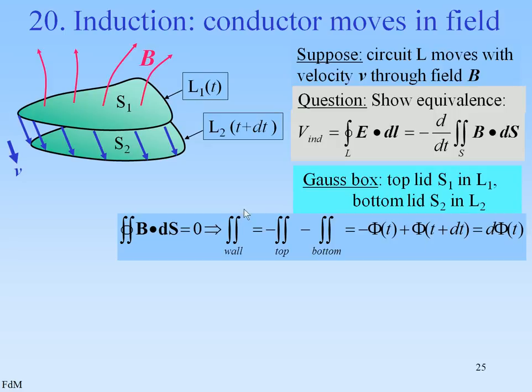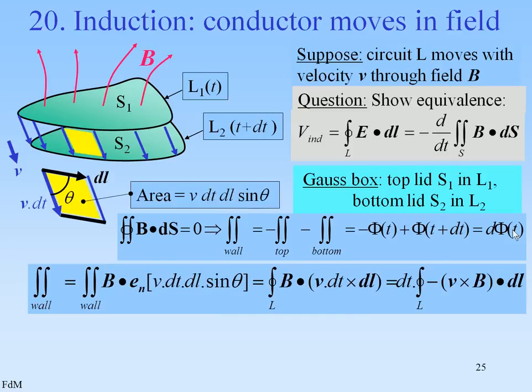So what's going in the wall is going out through the surfaces. Now let's take a surface element here with an area v dt, because this is the distance between S1 and S2, and a line element along the circuit dl. And the area here is v dt dl times the cosine of theta.